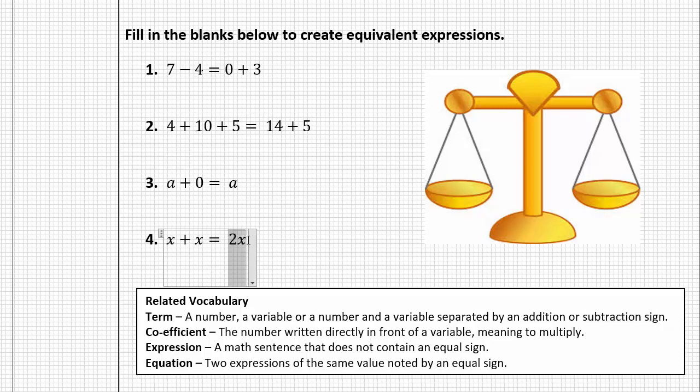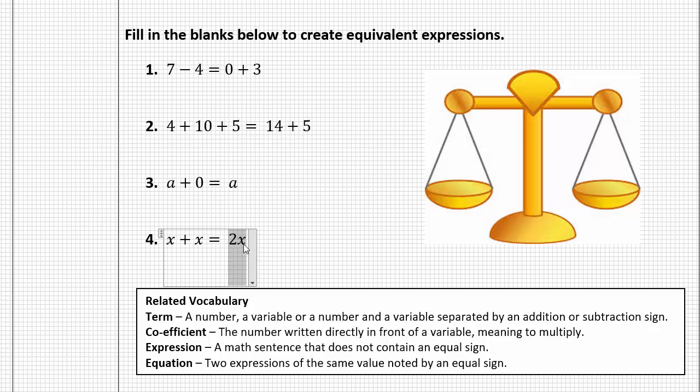On this problem right here, the 2x, that's just one term. That's a number and a variable together, and they're not separated by an addition or subtraction sign. So 2x is just one term. We'll do a little more practice with identifying terms.